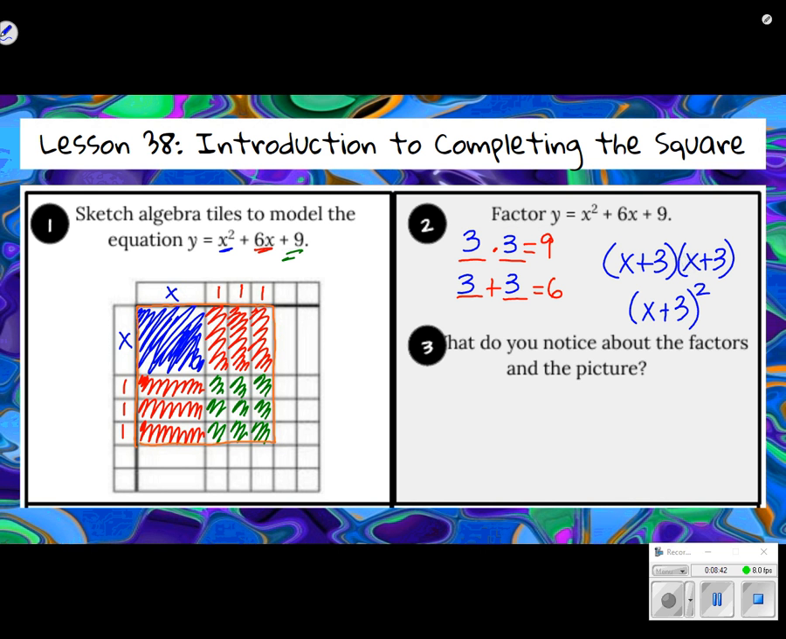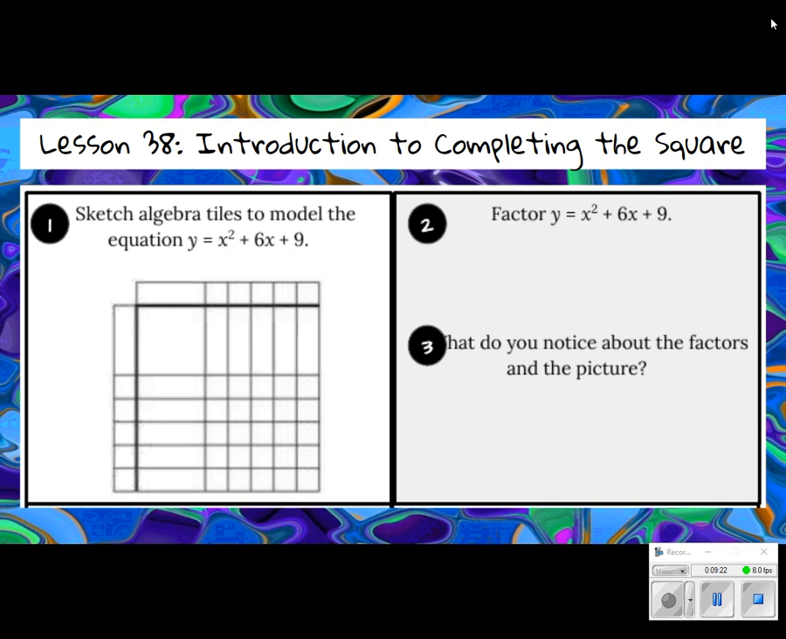And so when we talk about squaring things and we are talking about having a square, those are kind of the same thing, right? Squaring something means that length times the width is the same thing. I can write it as something squared. So couldn't we say that this is x plus 3? Couldn't we also say that this is x plus 3? So what do you notice about the factoring and the picture? They agree, don't they? And we have this idea of a square.